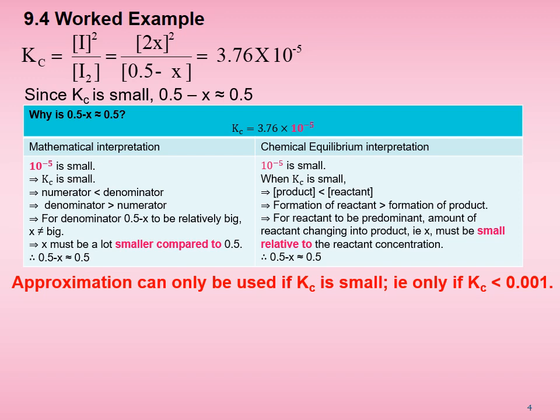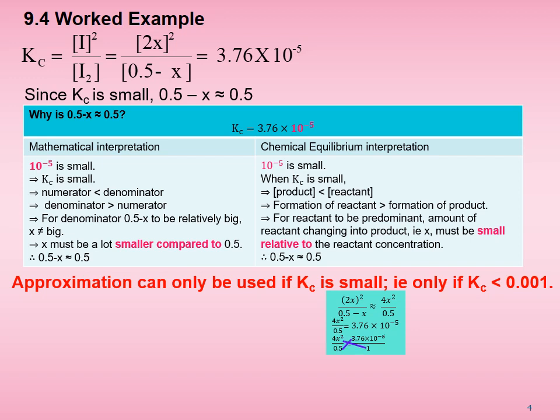Now that the denominator no longer has minus x, solving for x becomes easier. The square of the whole of 2x means 2x times 2x, that is 4x squared. 4x squared divided by 0.5 equals 3.76 times 10 to the power of negative 5. On the right-hand side of the equation, 3.76 times 10 to the power of negative 5 may be rewritten as 3.76 times 10 to the power of negative 5 divided by 1.